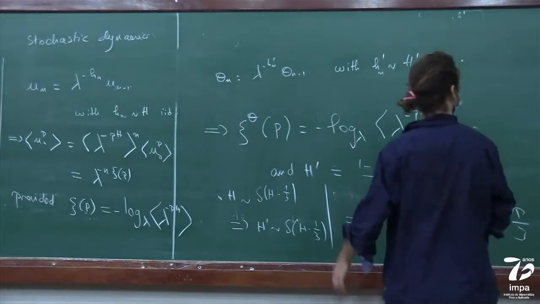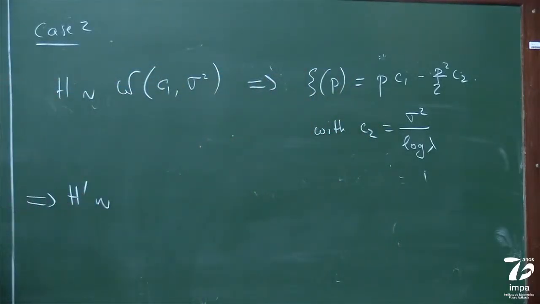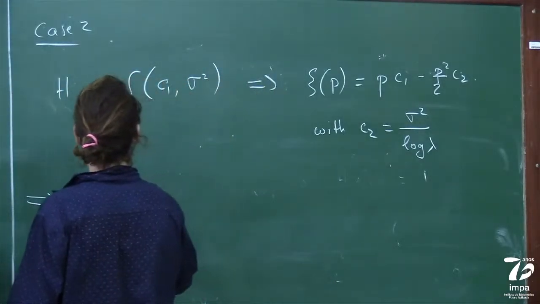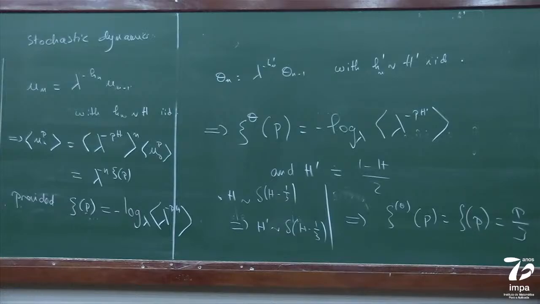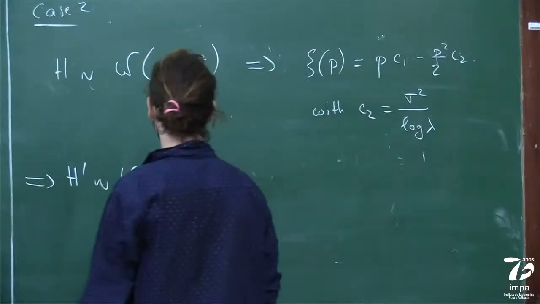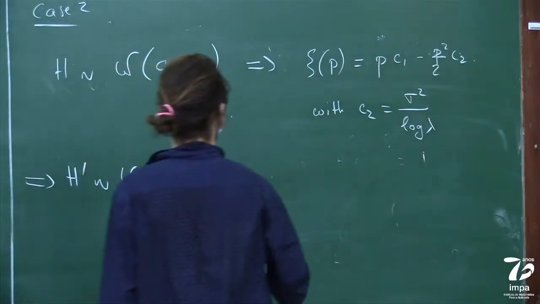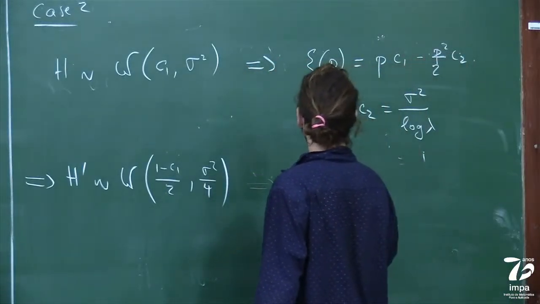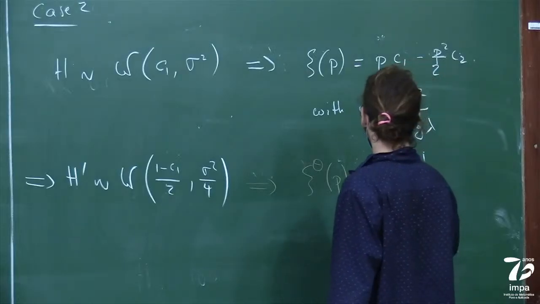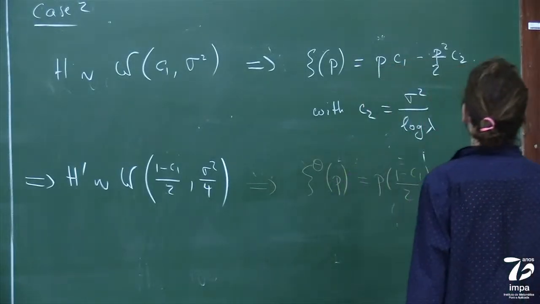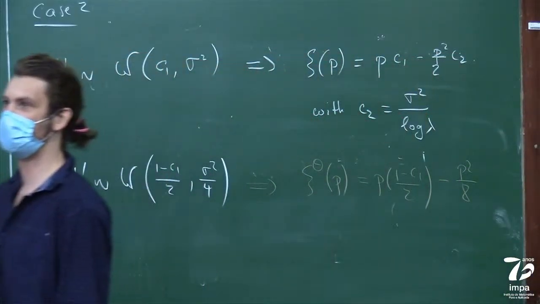And so clearly, using this relation, this suggests to take h prime also as a normal distribution, but since we are dividing by 2, this means that we're just shifting the average. It's 1 minus c1 over 2, and the variance will be just divided by 4. Okay, and so this gives us a new relation, which is zeta of theta, p, which is p times 1 minus c1 over 2 minus p squared c2 over 8.